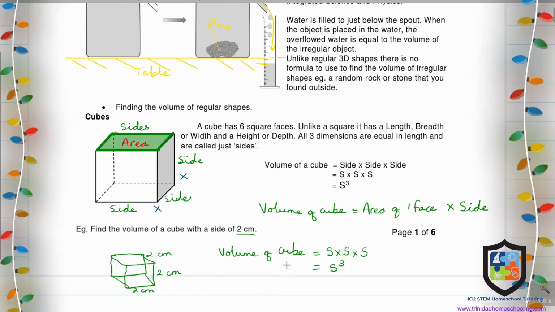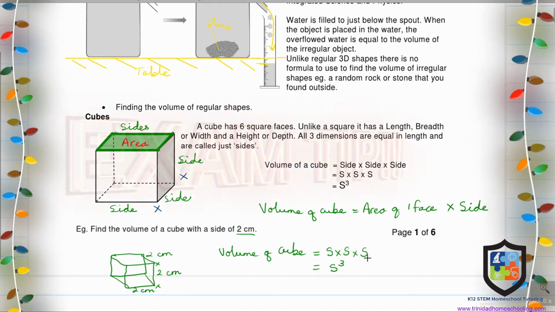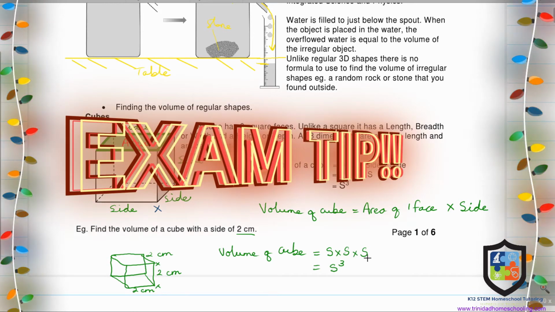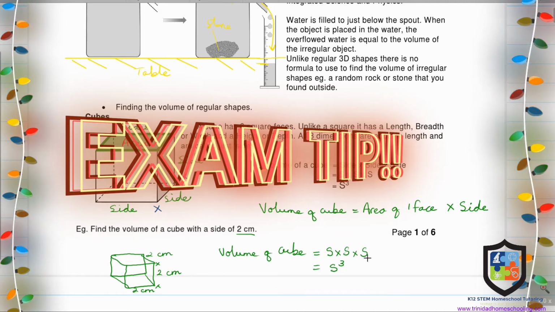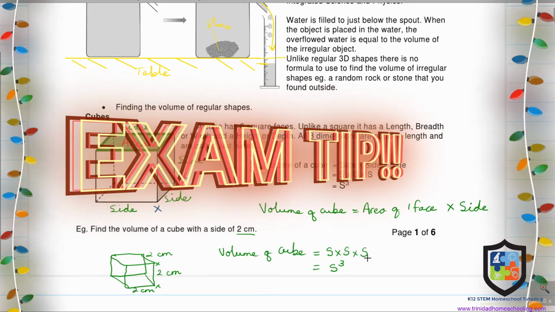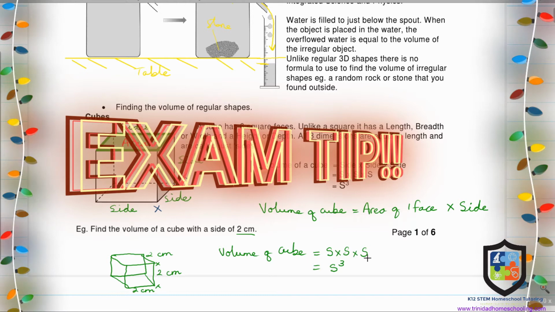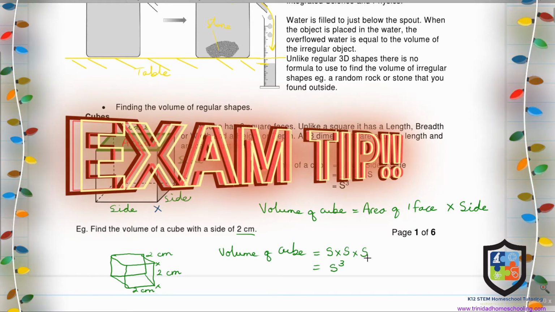Now when you're answering your questions, always write your formula, even though you know it's simply 2 multiplied by 2 multiplied by 2. Always put your formulas down. The exam you are preparing to write gives marks for your formula. If there's an error in your calculation, you could still get your marks for your formula. There are some instances where you could get full marks for your question even though your answer was wrong, because they will be looking at your formula, you substituted correctly, and maybe there was one little calculation error somewhere.